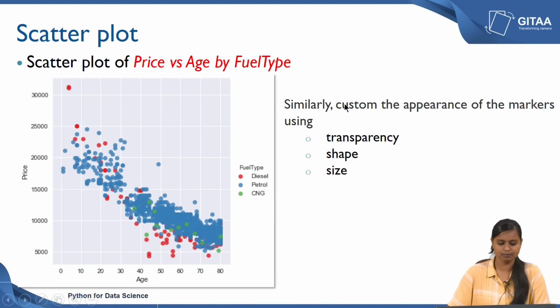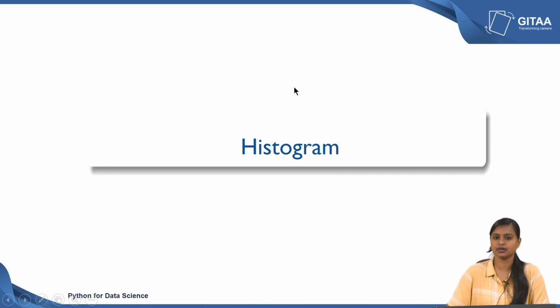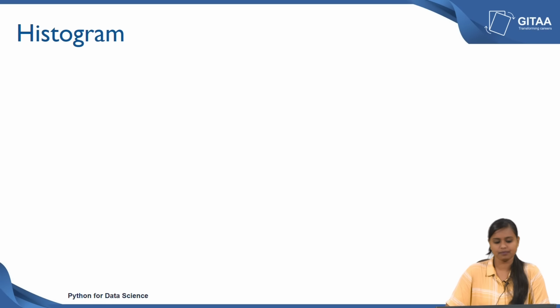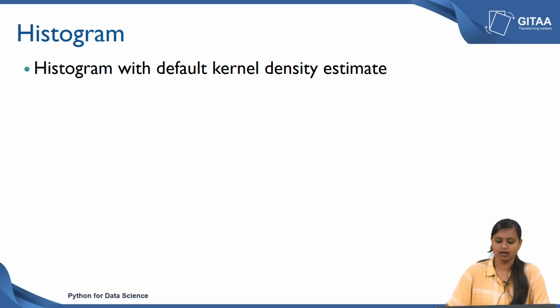So, this will help you include more variables into a single plot, and you will be able to understand the data quickly rather than by looking at the numbers. So, next we are going to look at a plot called histogram. We are going to plot a histogram with the default kernel density estimate, because using the Seaborn library, by default it gives you a histogram with the kernel density estimate.